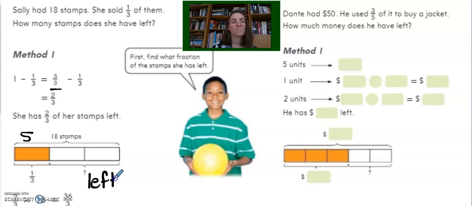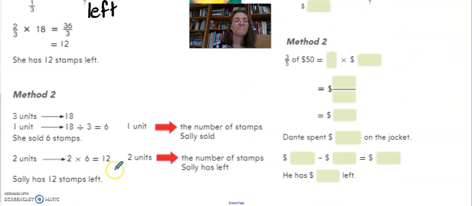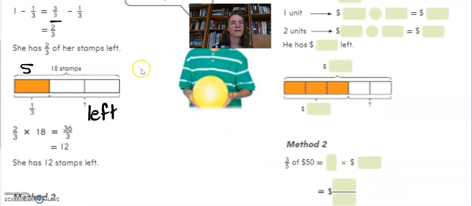Now, another thing that we could do is we could say, well, there are 3 units in 18, and one of them will be 6, and so 2 times 6 is 12. Golly, I think this is the one that I was just doing. They'll ask you to look at both methods, and they'll give you these examples on the worksheet. Follow along and see if you can see it from a different perspective.